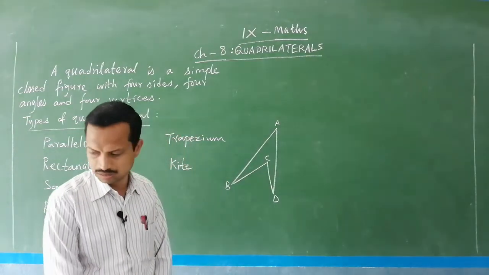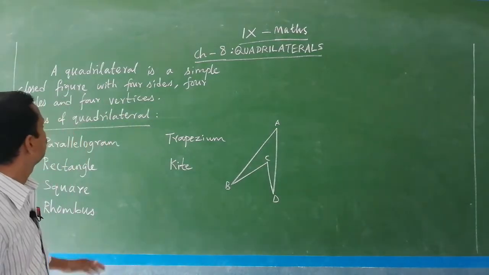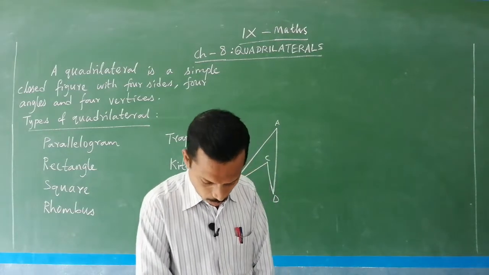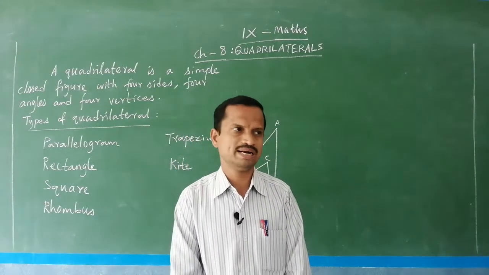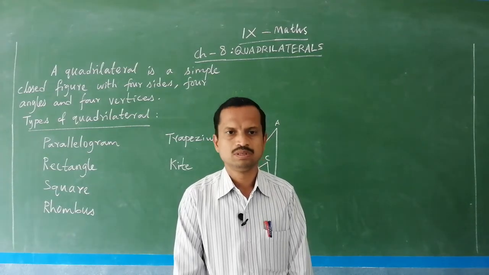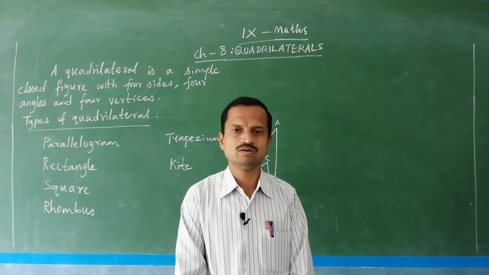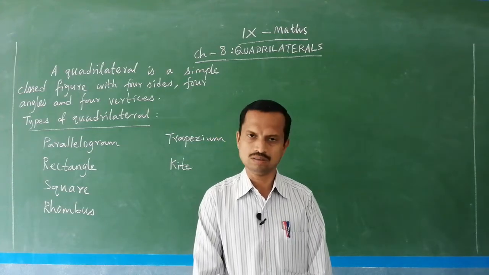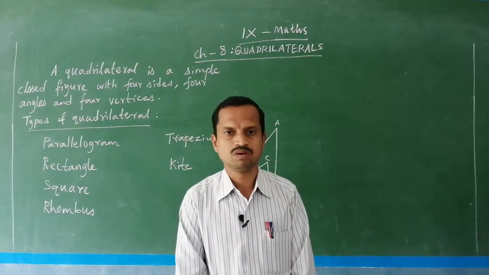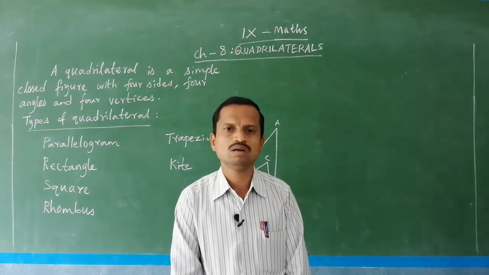So quadrilaterals is our chapter, 8th chapter. And now what is meant by quadrilateral? You know very well, quadrilateral. Lateral means sides, so quad refers to four sides. So a quadrilateral means a four sided figure, a simple closed curve or simple closed figure with four sides, four angles and four vertices. So this is called a quadrilateral.